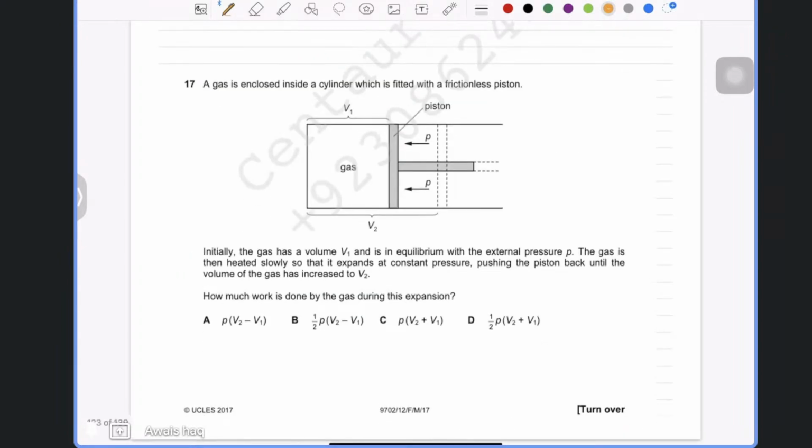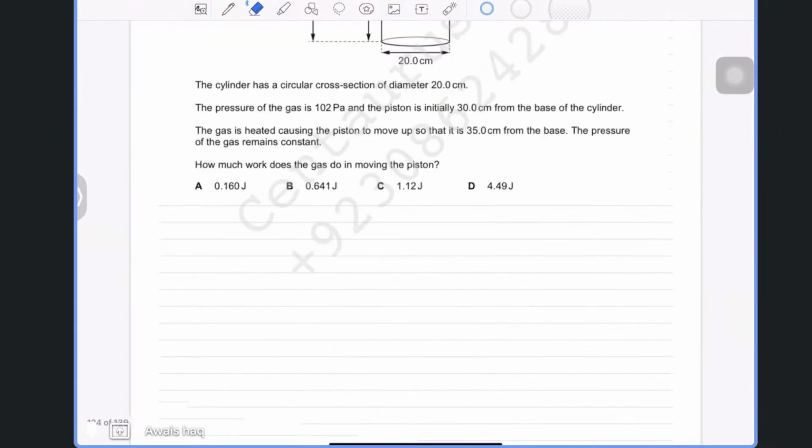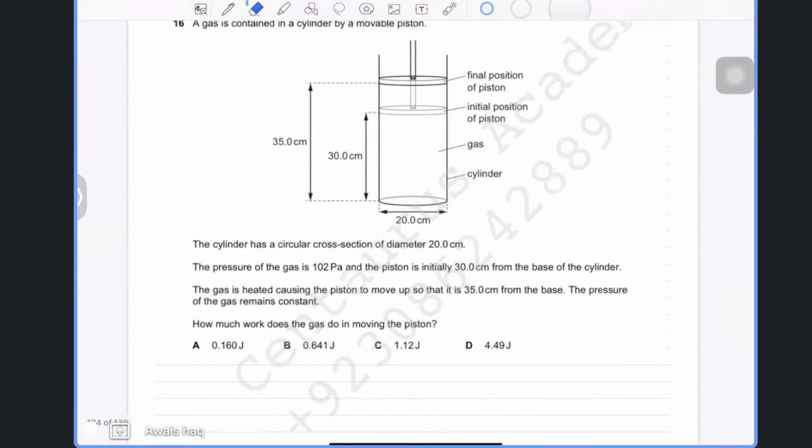So for example, in this question, it says you need to do this and how much work is done. Can you guys tell me which answer is correct? A. Yeah, A. So easy, right? Very nice. And the rest of them is very simple, as you can see.